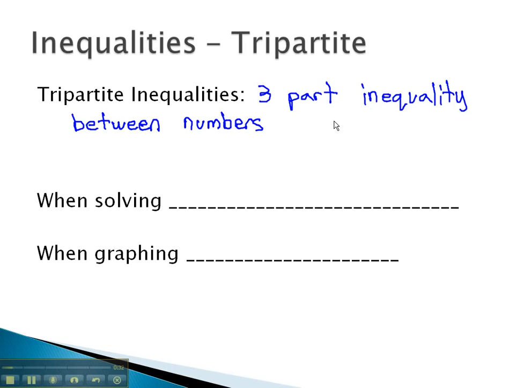For example, if I were to write 2 is less than x is less than 7, our variable x then is between 2 and 7.